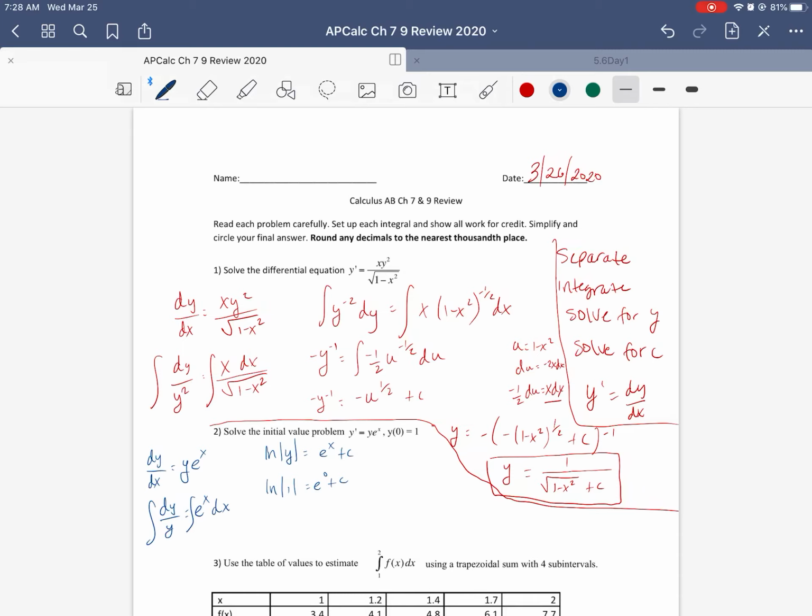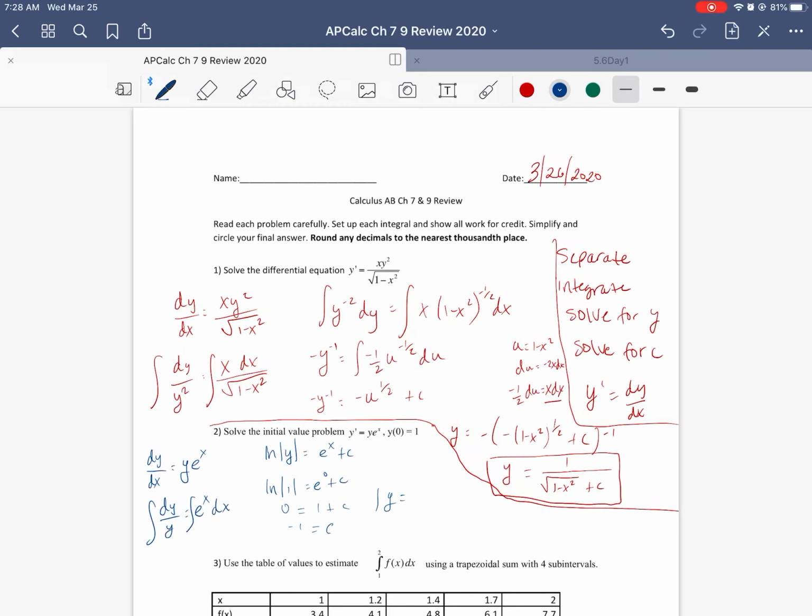E to the 0 is just 1. You would say to yourself, e to the, for ln 1, e to the what power gives you 1, and that would be 0. So c equals negative 1.